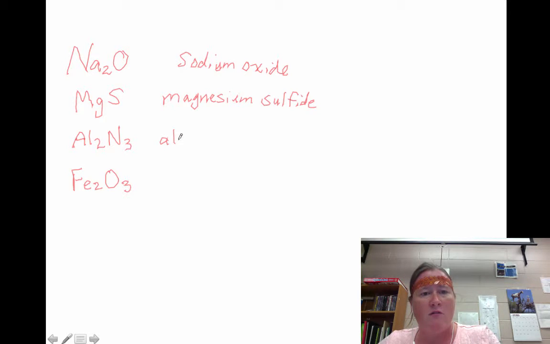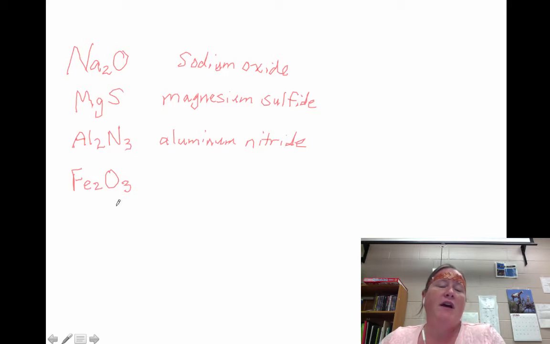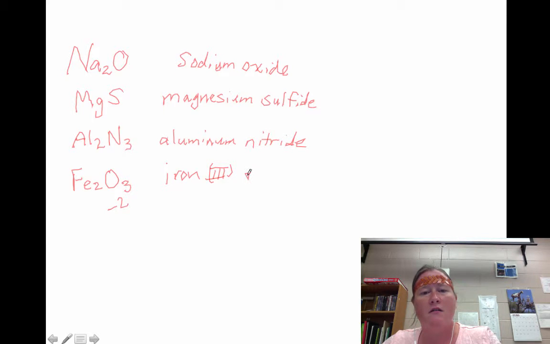This becomes aluminum nitride. And here we have an iron compound. Now, iron can be found in more than one charge. So knowing that oxygen has a -2 charge and kind of working backwards for the crossover rule, in this case the iron must have had a +3 charge. So this is iron(III) oxide.